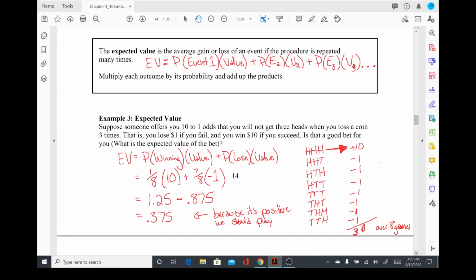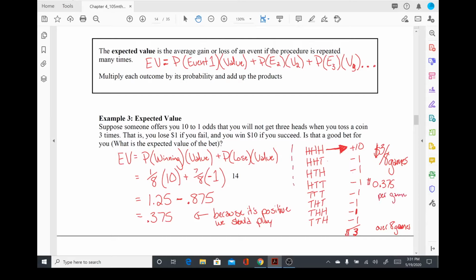It kind of sounds like I'm saying math right there, or an equation. $3 over 8 games. And what is 3 over 8? Why, it is that same 37.5 cents that we're making per game.